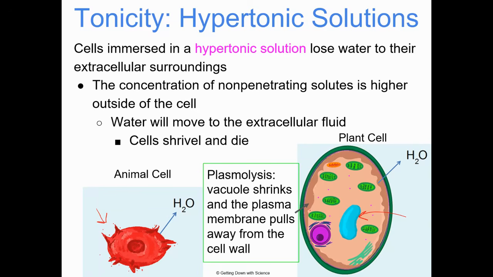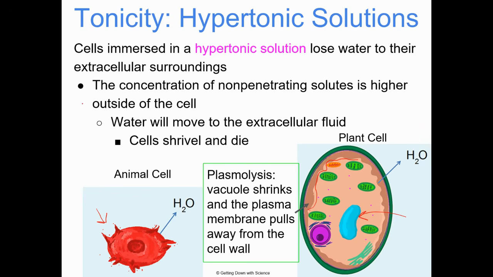So this is the plasma membrane. You can see it's not up against the cell wall anymore. It's pulling away. If, let's say, you don't water a plant for a long time, you'll notice that the plant gets quite droopy and it's not standing upright. And that's because the cells are going through plasmolysis. That central vacuole has shrunk, and then that plasma membrane pulls away from the cell wall.